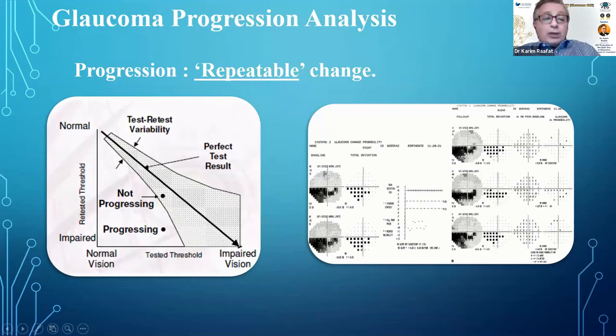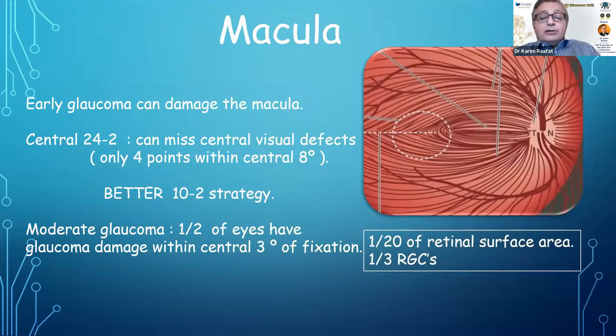What about the macula? We are always talking about the peripheral nerve fiber layers only, but remember that although the macula constitutes about 1/20 of the retinal surface area, it contains about 1/3 of the retinal ganglion cells. So the classic teaching that the macula is spared in advanced cases actually is not true with this technology we have.